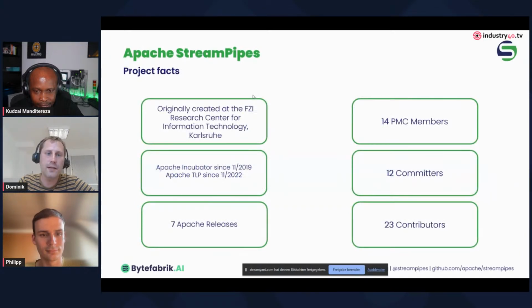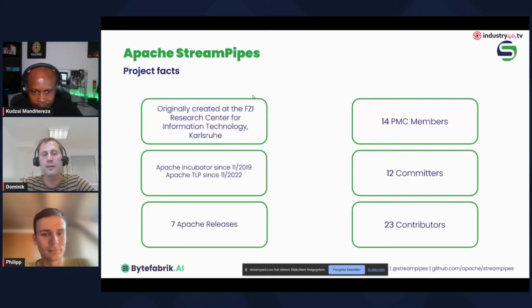Some project facts at the beginning. Streampipes was originally created as part of a European research project at the FZI Research Center for Information Technology located in Karlsruhe. After the end of the project, we decided to make the whole project open source.